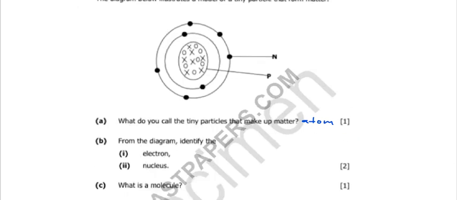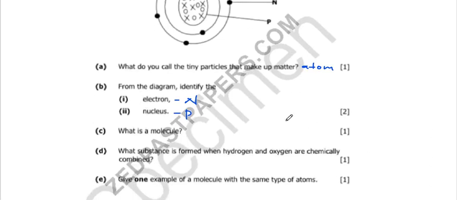From the diagram, identify the electron and the nucleus. So the nucleus is the inner part. So this is the nucleus, P. The electrons are the ones at the outside, and these are N. So these are electrons, and this is the nucleus. So what is found in the nucleus? In the nucleus, we've got protons and neutrons. And how many electrons does this atom have? It's got 1, 2, 3, 4, 5, 6, 7 electrons. Is it 7? Yes, 7. Okay, so we'll move on to the next question.